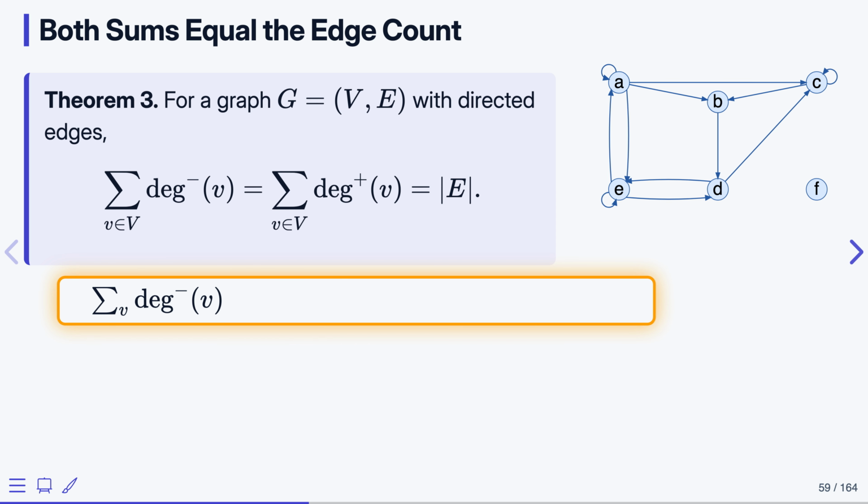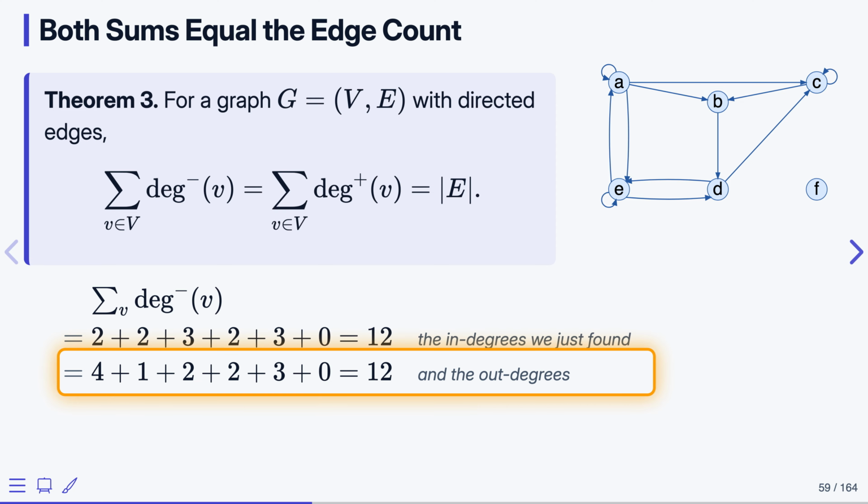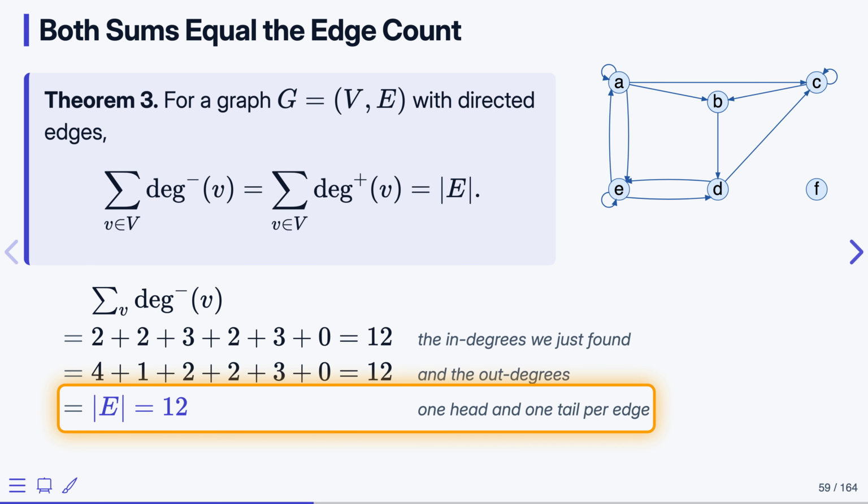A rule for directed graphs now, and our own numbers will confirm it. Line 1. Take the sum of the in-degrees. Step 1. Add the in-degrees we just found, 2, 2, 3, 2, 3, and 0. That is 12. Step 2. Now add the out-degrees, 4, 1, 2, 2, 3, and 0. That is also 12. Step 3. And the graph has 12 edges.